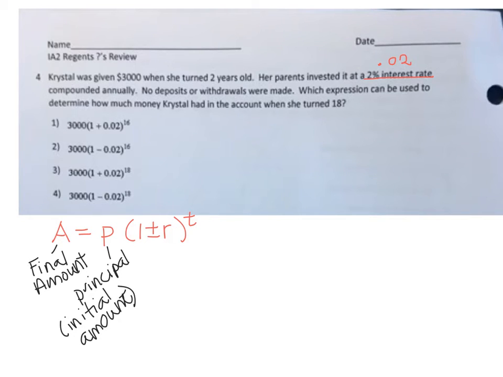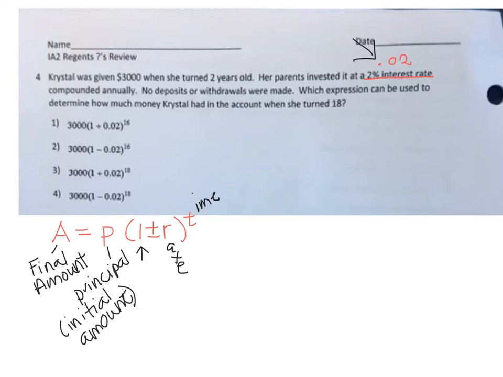It's always the number 1, as you see here. And it's either plus or minus the rate. And the rate has to be in terms of the decimal, just like what I did right here. And T, of course, represents time.